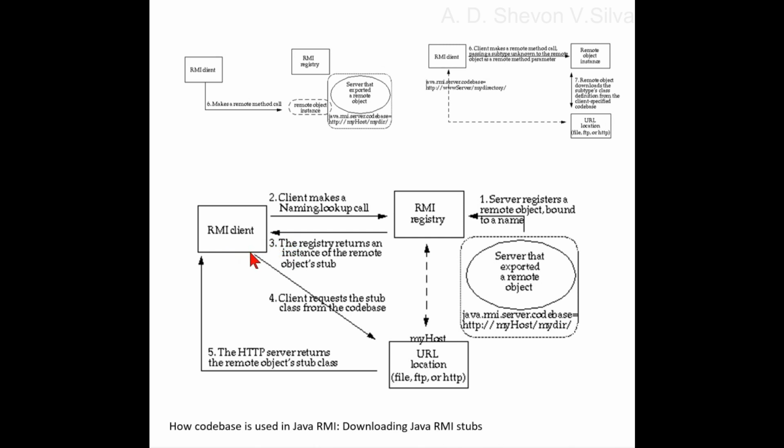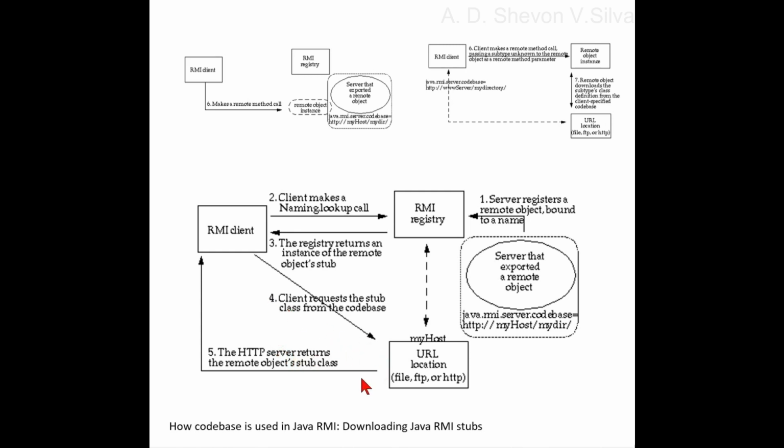Step 4: The client requests the class definition from the codebase. The codebase the client uses is the URL that was annotated to the stub instance when the stub class was loaded by the registry. Back in step 1, the annotated stub for the exported object was then registered with the Java RMI registry, bound to the name.